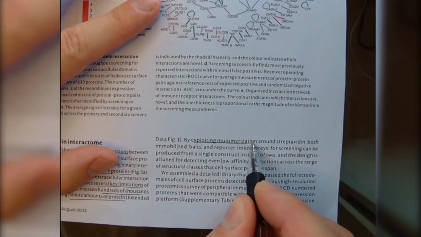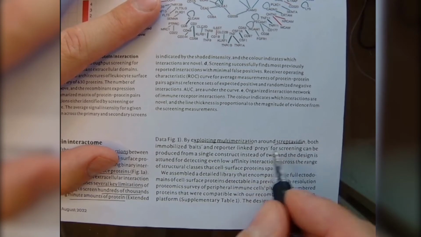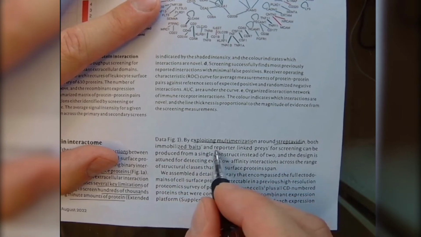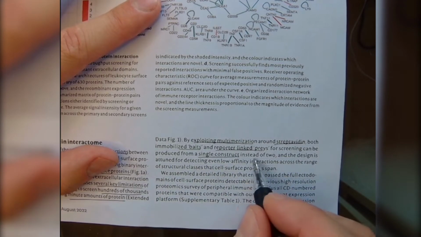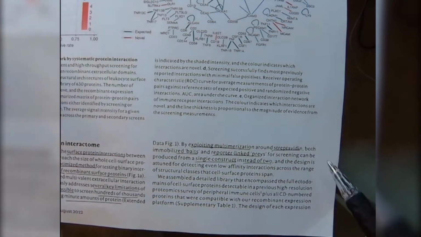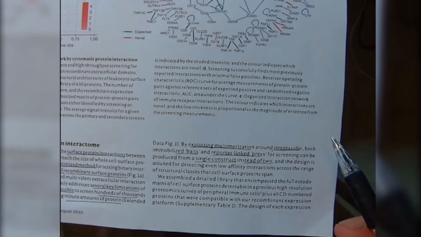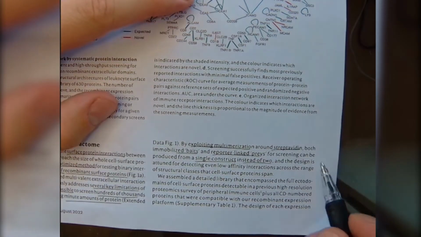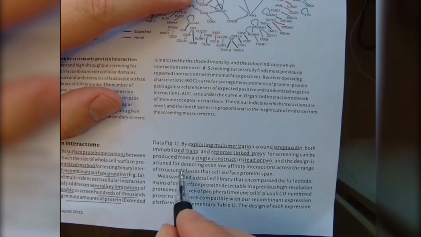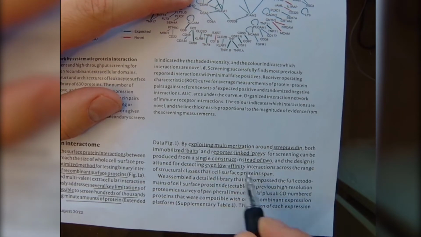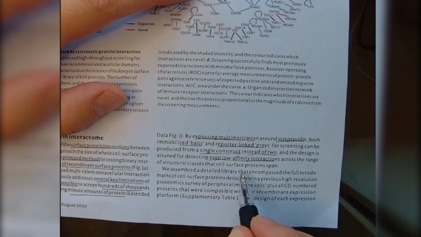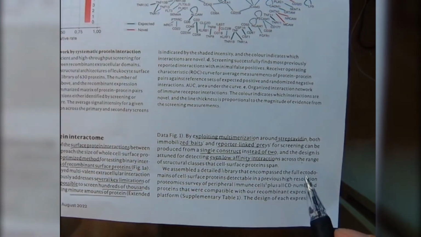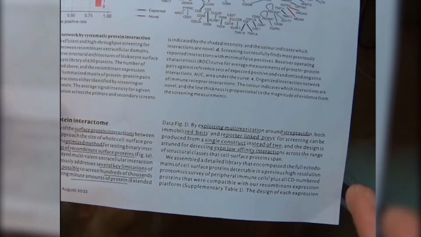By exploiting multimerization around streptavidin, both immobilized baits and reporter-linked preys for screening can be produced from a single construct instead of two, which is very ideal in being able to produce these high-throughput screens. And the design is attuned for detecting even low-affinity interactions across the range of structural classes that cell surface proteins span, which you saw before in figure 1a, all the different types.